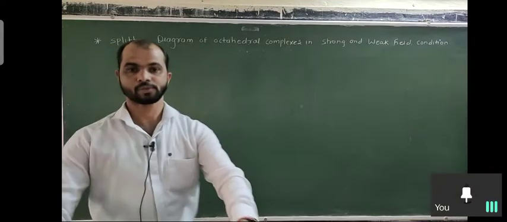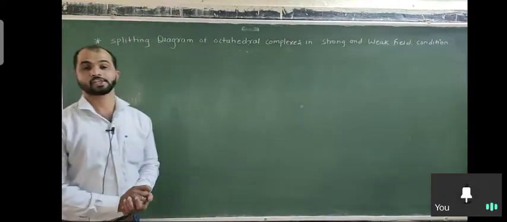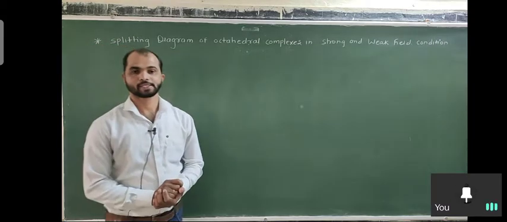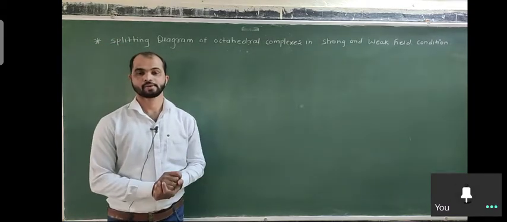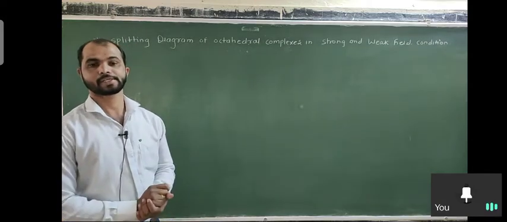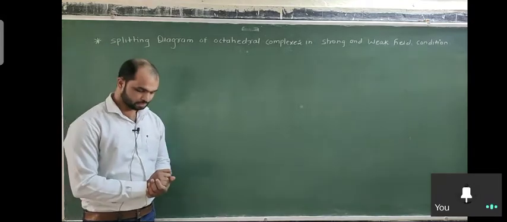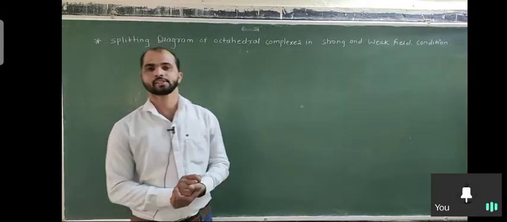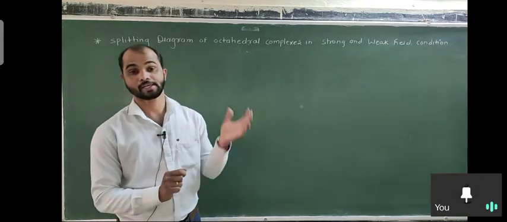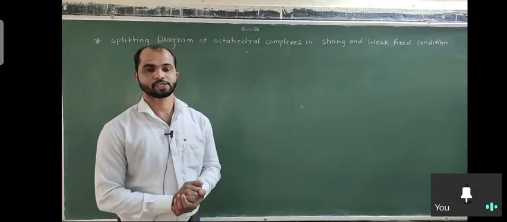Okay, good afternoon. Today we are going to start the topic of crystal field theory: the splitting diagram of octahedral complexes in strong and weak field conditions. There are two conditions we already discussed, strong field condition and weak field condition. Basically, in strong field condition a large value of 10 Dq is observed, while in weak field condition a small value of 10 Dq is observed.